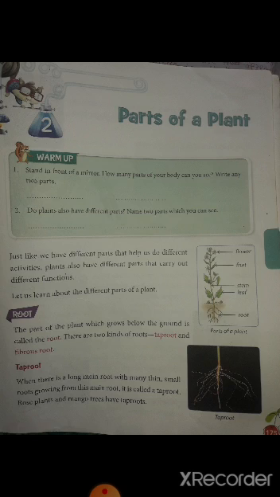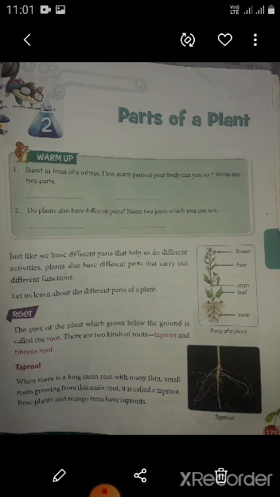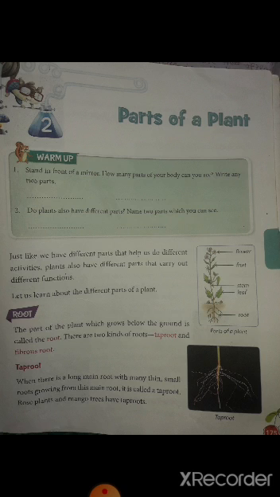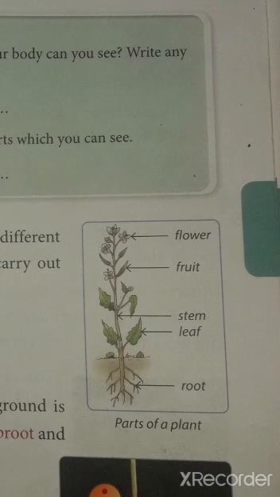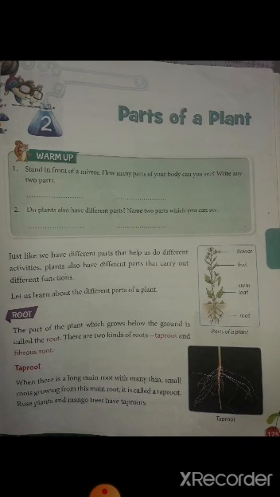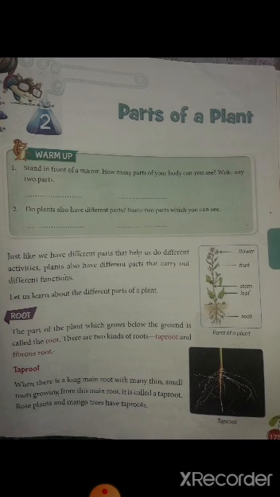Just like we have different parts that help us do different activities, plants also have different parts that carry out different functions. Let us learn about the different parts of a plant. The different parts of plants include the roots, stem, leaves, fruit, flower. Each part has a set of jobs to do to keep the plant healthy.